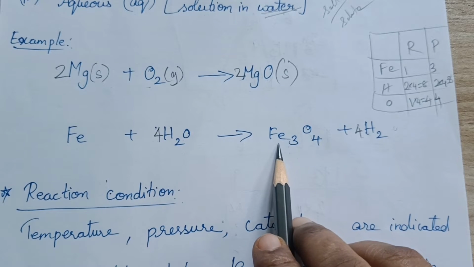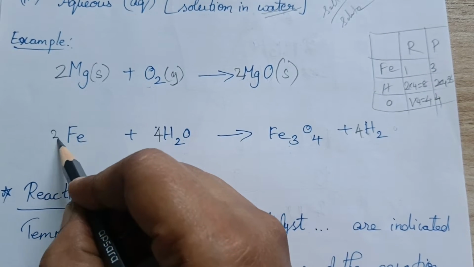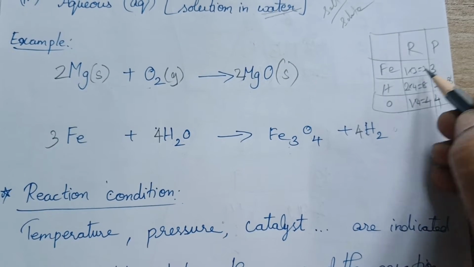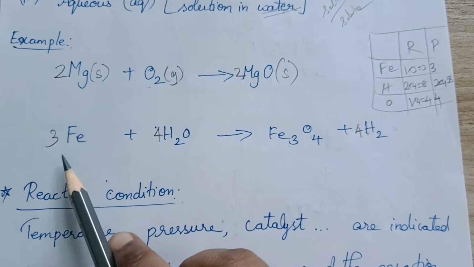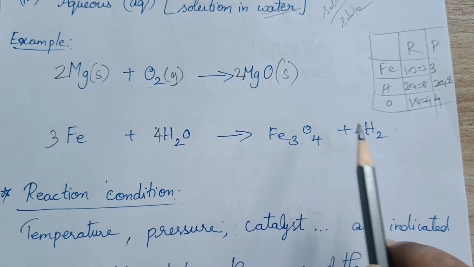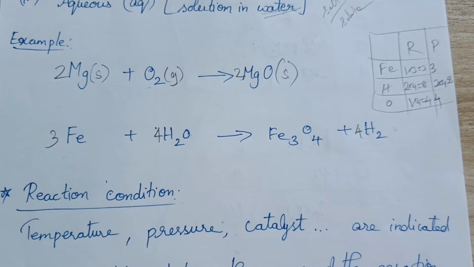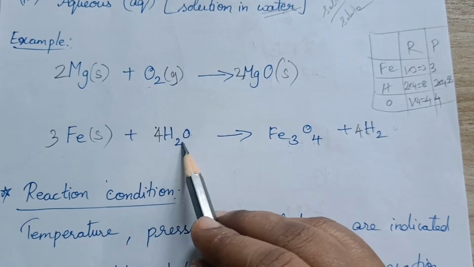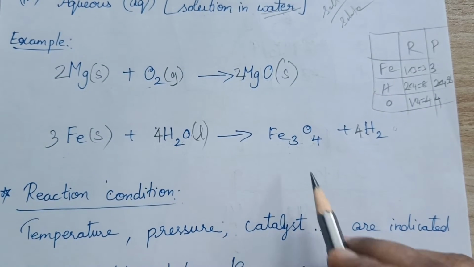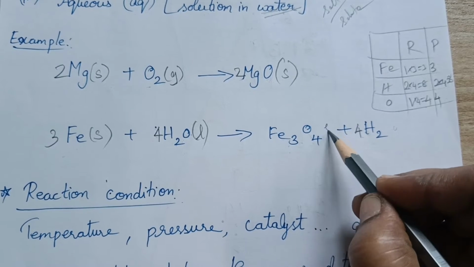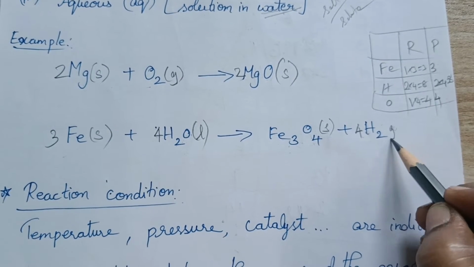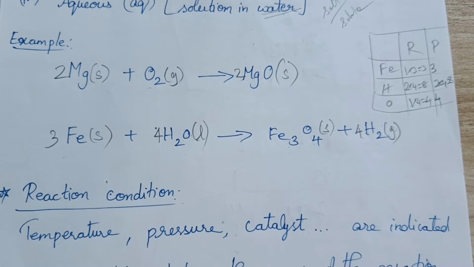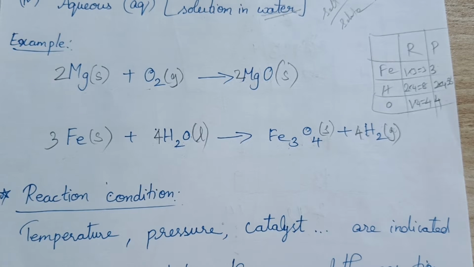Iron, Fe, is 3 here, so we'll put 3 here, multiplying by 3 will give 3. So 3 Fe, 3 Fe, 8 hydrogen and 4 oxygen, 4 oxygen. Now it is balanced. So now we'll mention the states. Fe is in the form of solid, water is liquid, and your Fe3O4 is also in the form of solid, and this is gas, hydrogen gas. Clear how to write the balanced equation with the physical state of the elements, right?